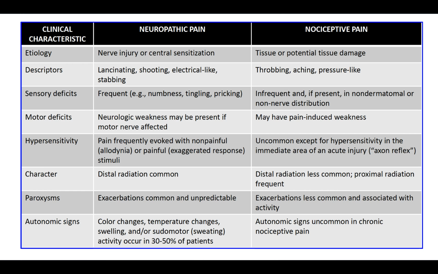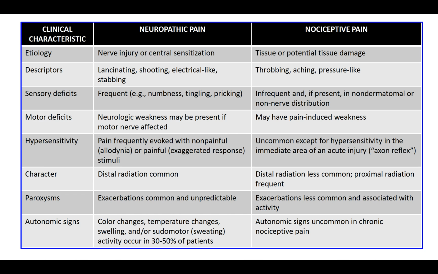Sensory deficits: they're frequent, numbness, tingling, pricking, in neuropathic pain, and then in nociceptive it's infrequent, and if it's present, it's in a non-dermatomal or non-nerve distribution. So obviously it makes sense, right? If we have neuropathic pain, it should be somewhat related to following some sort of nerve route. Motor deficits in neuropathic pain: you'll see neurologic weakness. It may be present if the motor nerve is affected, and they may have pain-induced weakness. So basically, they're not going to be moving because there's pain in the extremity or other body part.